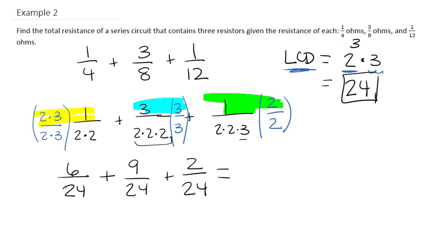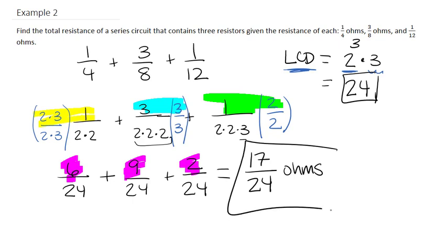So now let's go ahead and add these together. We have 6, 9, and 2. So 6 plus 9 is 15, plus 2 is 17, which is then over 24. So this is our total resistance. So we're going to place ohms for our units.